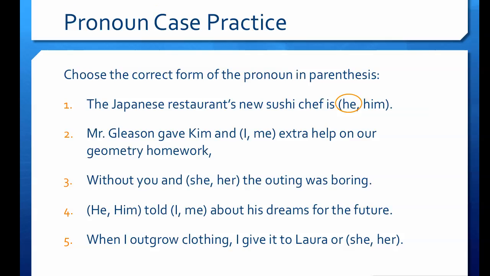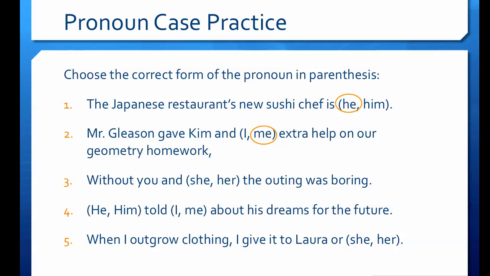Number 2, Mr. Gleason gave Kim and blank extra help on our geometry homework. So again, if I look at what part of a sentence I need to find here, I first find the verb gave. It's an action verb. What does Mr. Gleason give? He gives extra help. To whom? Kim and me. Because me is the indirect object in the sentence.